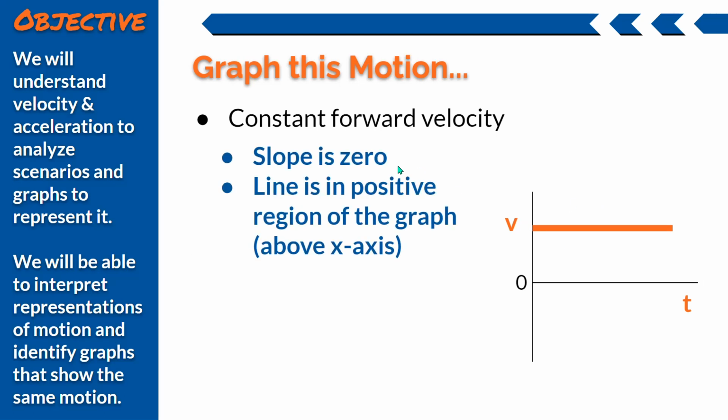So the slope is still 0, because if I had a different slope, that means my velocity is changing, which means it's not constant. If I had a slope, I would have a changing velocity value. We don't have that yet. So constant forward velocity looks like this. The line needs to be in the positive region of the graph, meaning above the x-axis. It doesn't have to specifically be there. It could be right here. It doesn't matter as long as it's in the positive region of the graph.